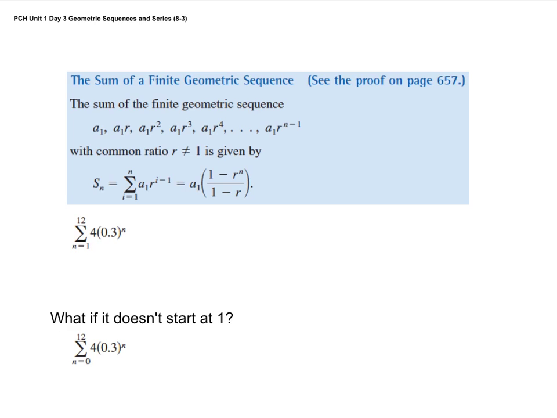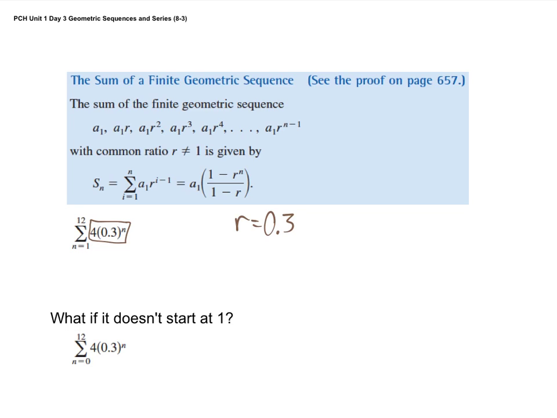But in this case, notice we have the sum from n equals 1 to 12 of 4 times 0.3 to the n. Now what here tells us that we are adding up terms of a geometric sequence? To the n. We see it to the nth power. In that case, what does r equal? Remember, r is always the number that's being raised to that power. So r is 0.3.